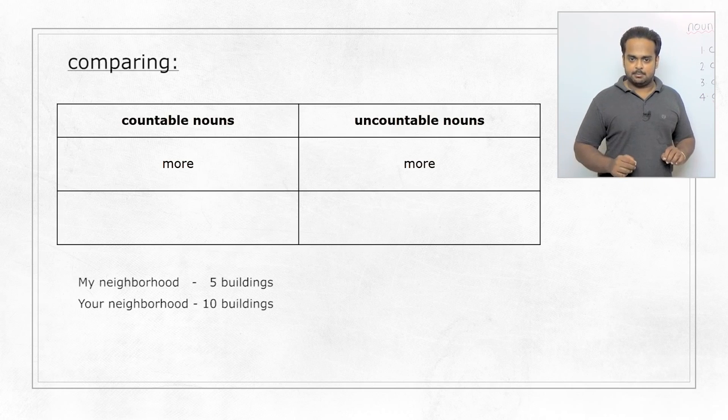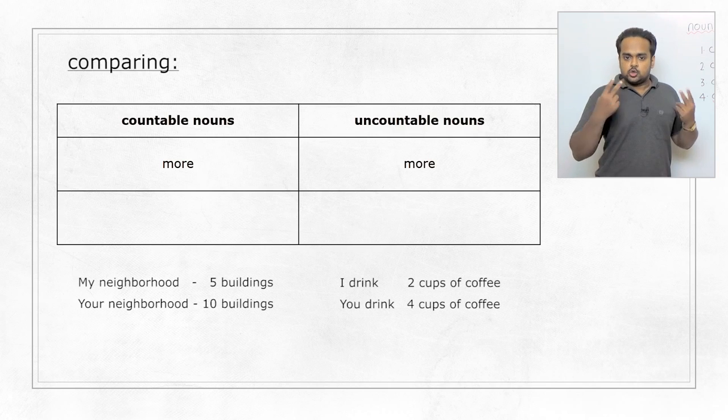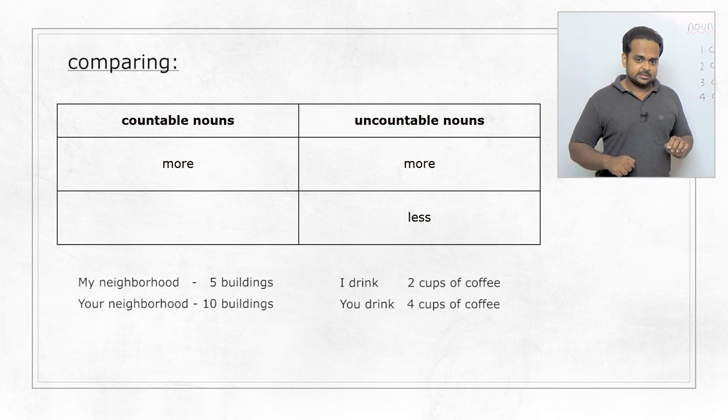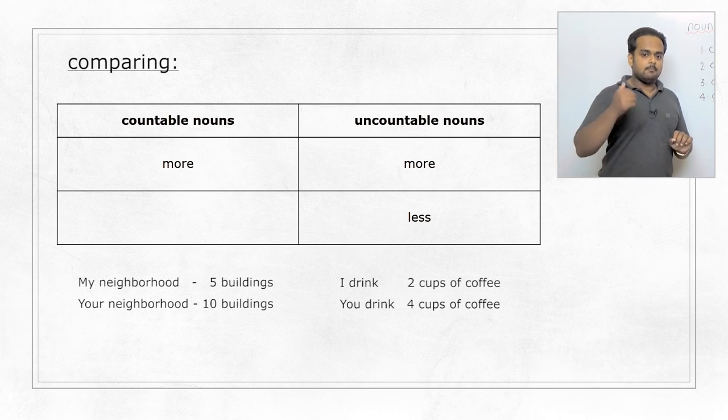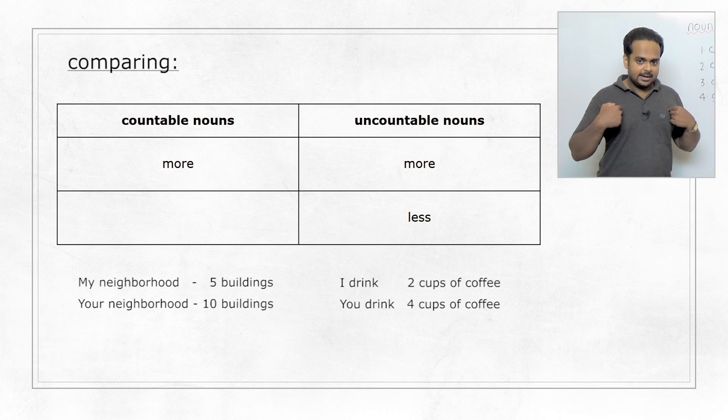And let's take another example, this time uncountable nouns. I drink 2 cups of coffee a day, but you drink 4 cups of coffee a day. So you drink more coffee. So far, so good. But what about the opposite? We can say that I drink less coffee. But back to our first example, we said there are more buildings in your neighborhood. That means in my neighborhood, there are fewer buildings.